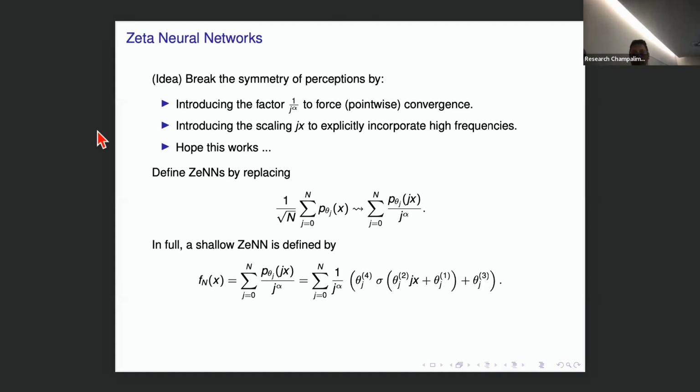So in its full splendor, the one layer ZeNN is given by this formula. Are there any questions? Well, the universal approximation theorem works for these ones as it worked for the previous ones, because it's just rescaling the inputs. So if you just choose the theta 2j, for example, to be 1 over j times something, then these have the same expressivity as standard multilayer perceptrons. It's just that they are initialized in a much more convenient way to learn high frequencies and to have pointwise convergence.